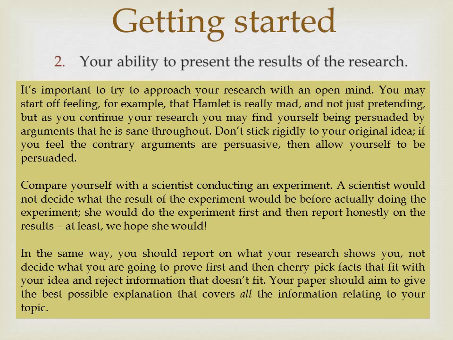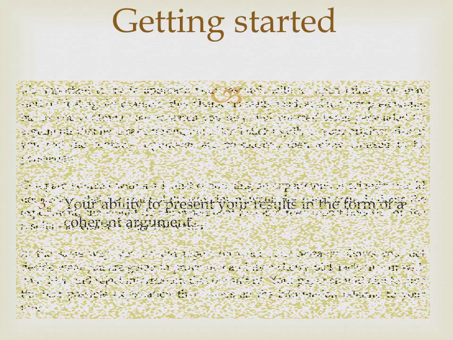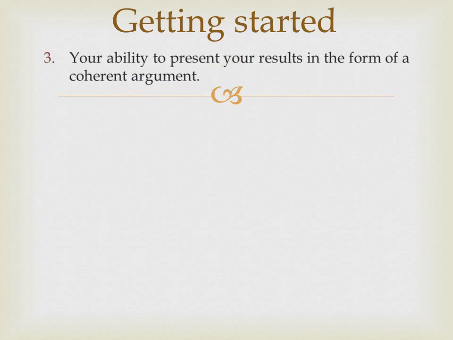And in the same way, as students of literature, we want to be reporting on what the research shows you. We don't want to decide what the results of the research are going to be before we start and just pick facts that are going to fit with our idea. We want to give the best explanation covering all the information that we've been able to find out through our research relating to our topic. So that's what I mean by presenting the results of the research in a general sense, and then more specifically, the third point, that you're presenting the results of the research as a coherent argument.